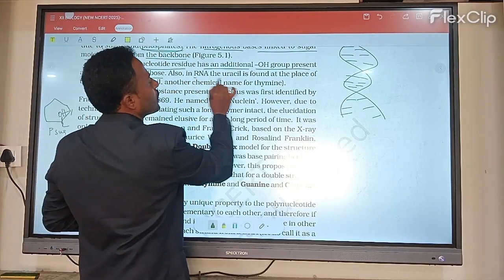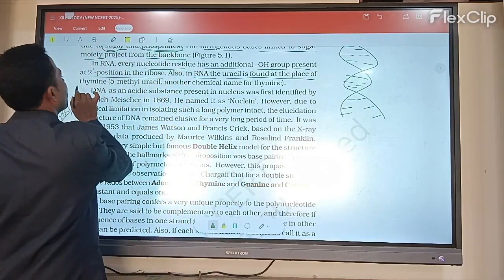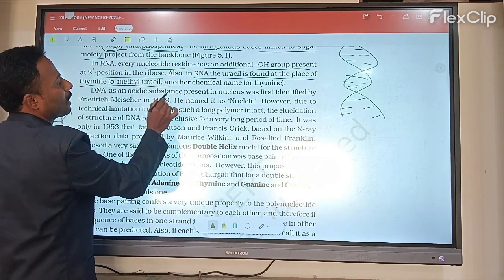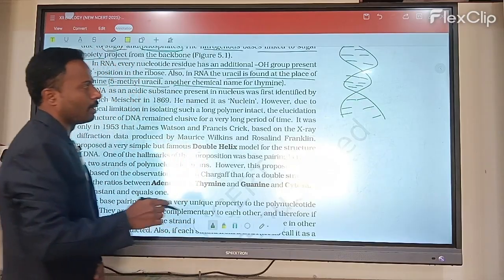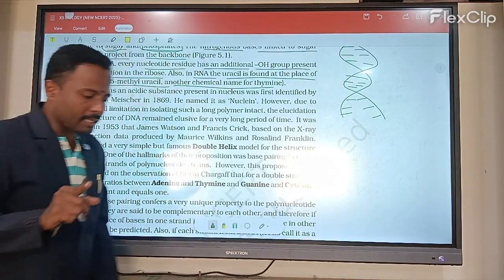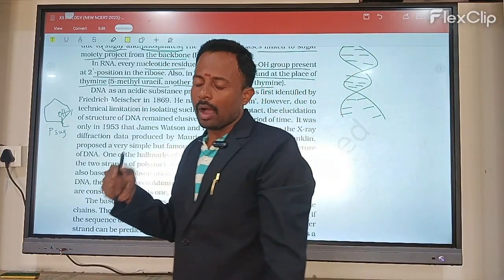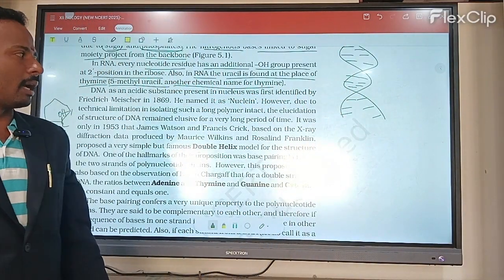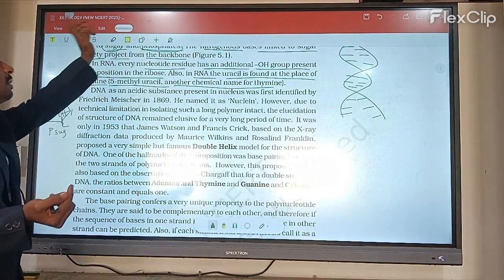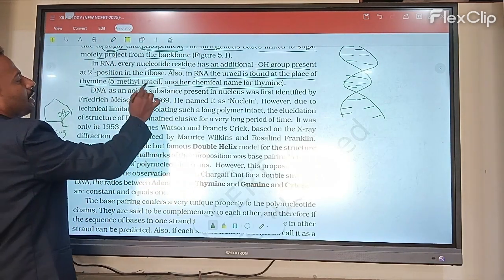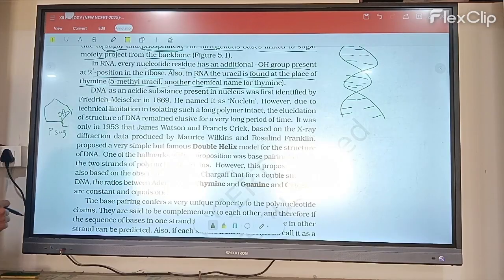In RNA, uracil is also found in the place of thymine. That is 5-methyl uracil, another chemical name of thymine. So in DNA, thymine is present, and here in RNA, uracil is present instead of thymine. The other name of thymine is what? 5-methyl uracil. Okay, this is.